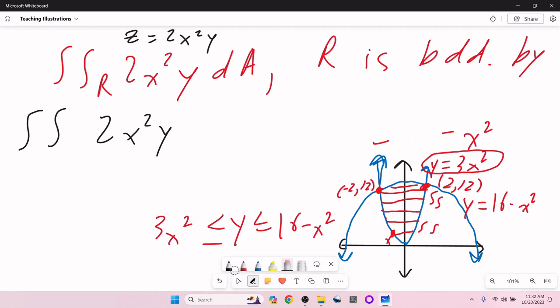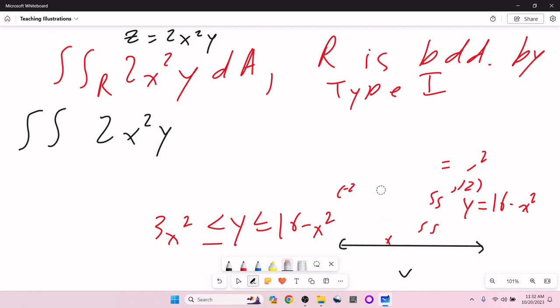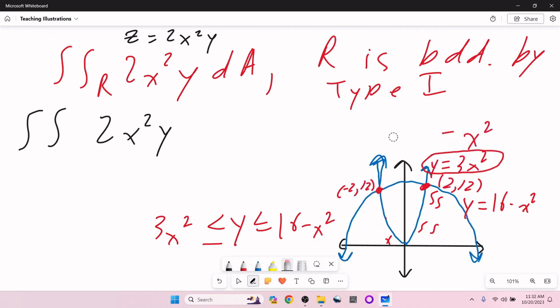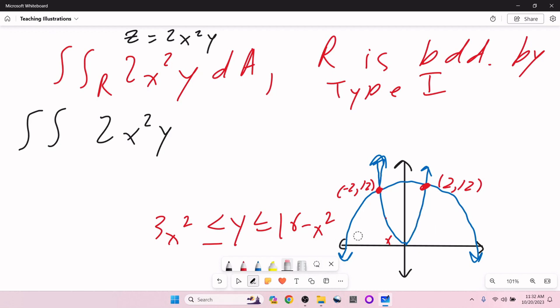And the name for that is a type 1 region. So type 1 is the type where you want to do y first because it's always the same on top and bottom. And the left and right are just -2 and 2. Type 2 would be the other way. Don't bother memorizing this. I never remember it myself. I really don't care if you know the names of type 1 versus type 2. The point is that sometimes you want to do it one way and sometimes you want to do it the other way. So, we're going to do y first.